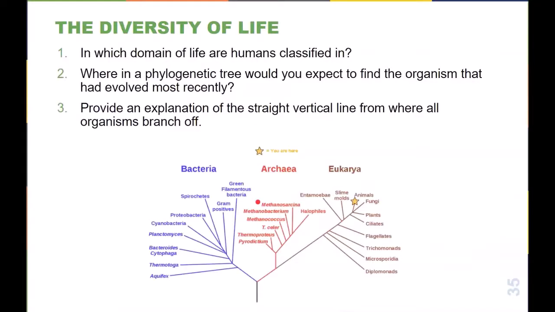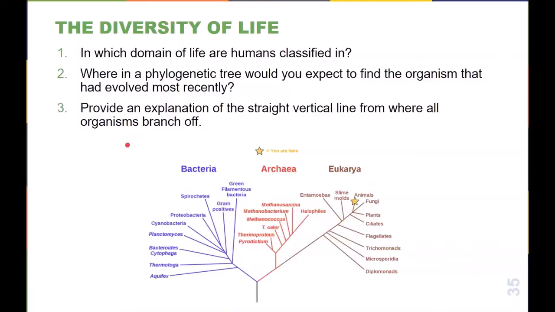Okay, so some questions to think about. Which domain of life are humans classified in? Well, that's our eukarya, right? Where in the phylogenetic tree would you expect to find the organism that evolved most recently? So that would be towards the top, right? So animals and plants, fungi, pretty close to the top, right? We are at the top. And then ciliates and slime molds, and entamoeba, and then flagellates, and still pretty close to the top, and then maybe some of the archaeans.